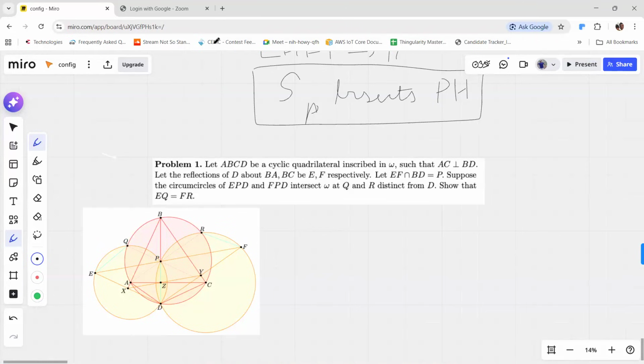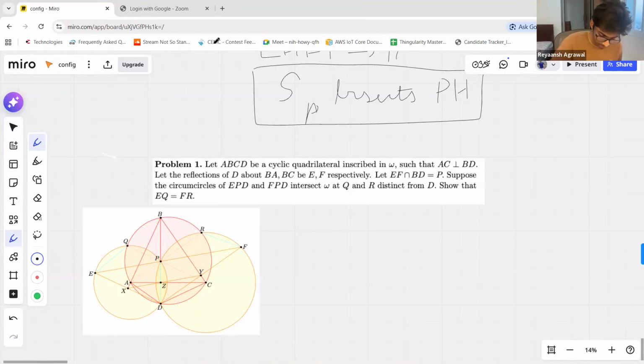P is the orthocenter of triangle ABC. How do you prove this? Because the line XZY must bisect DH, and also DZ is perpendicular to AC. By the Simpson line, DZ is perpendicular to AC and XY will bisect DH, so P must be the orthocenter.